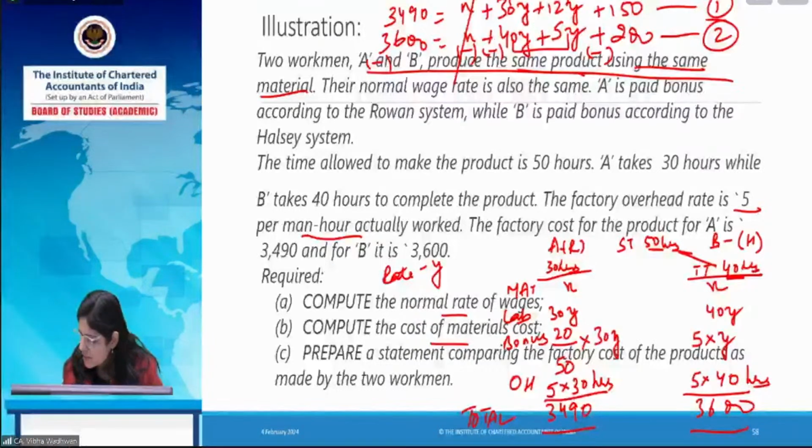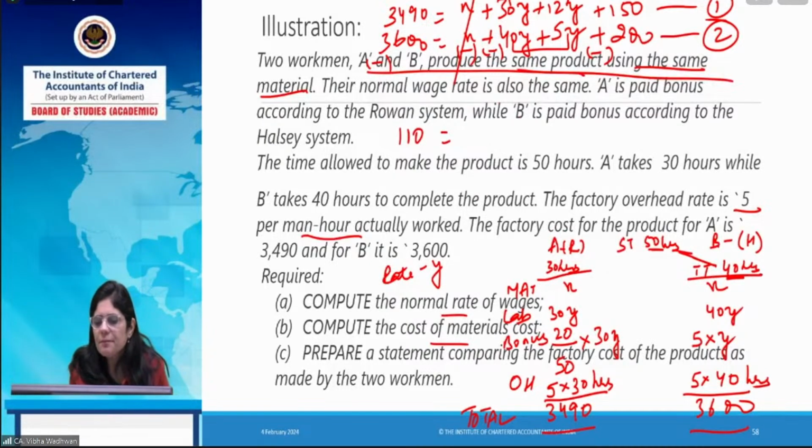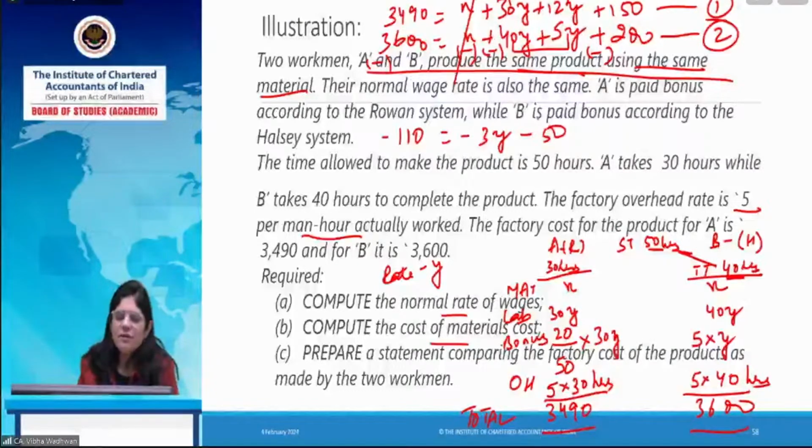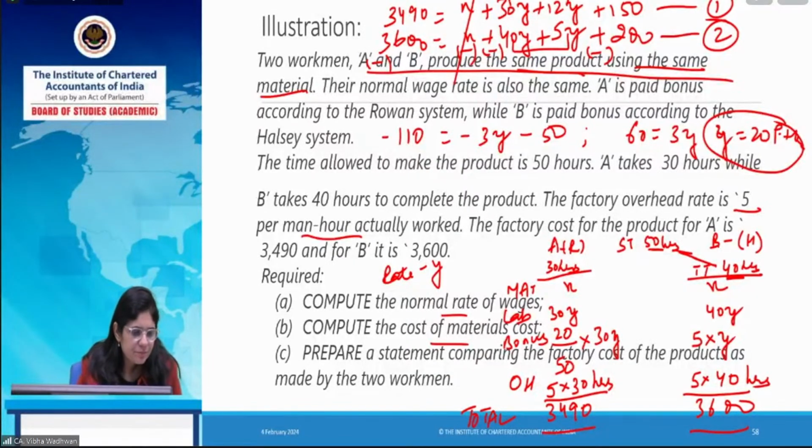3600 minus 3490, 110. So 110 is equal to, this is cancelled. Now then you can do 42. So it will be minus 3Y minus this and minus 50. All right. So just solve it. So how will you do it? 110 minus 50 is 60. 60 is equal to 3Y. So Y comes out to 20 per hour.